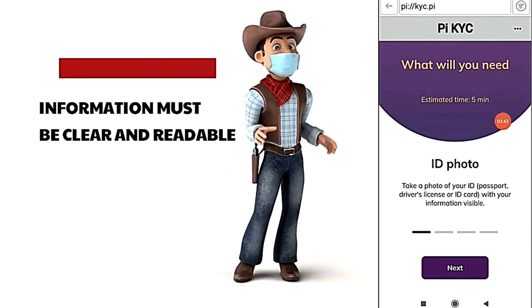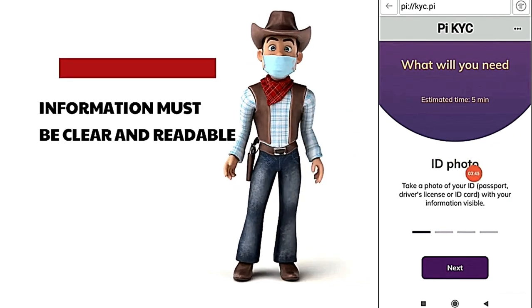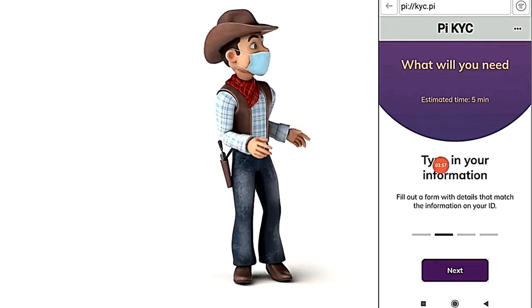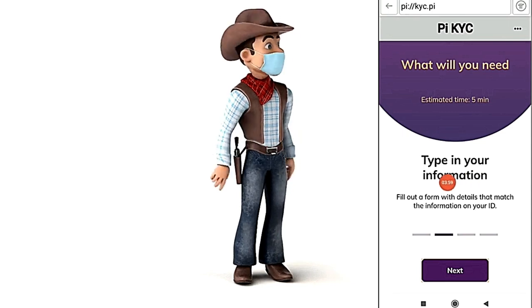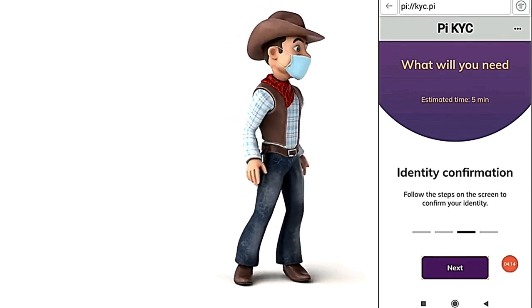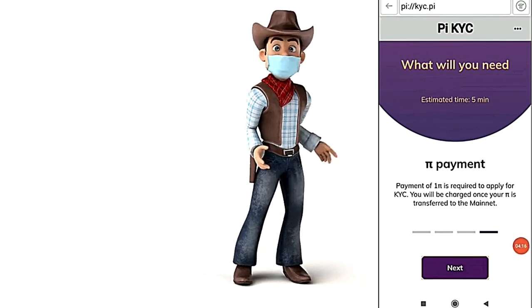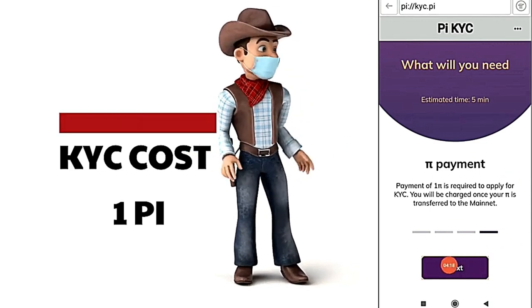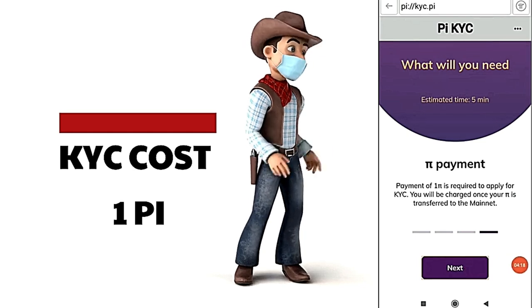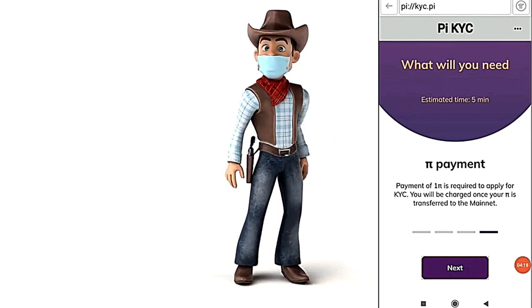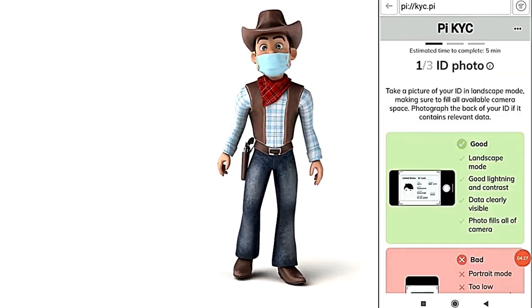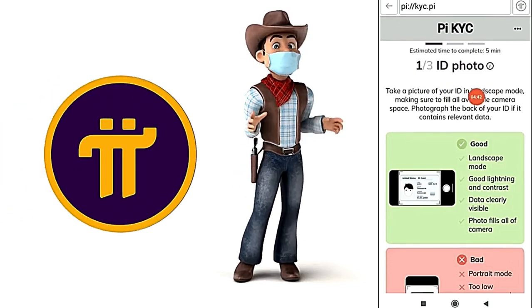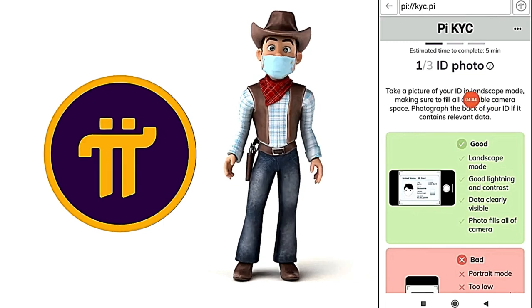The next stage is where you will submit the specified method of identification and make sure that it is clear and readable. Then you are expected to fill out the form with the correct information that matches your method of identification. Next, you follow the steps on your screen to validate your identification. Remember that you will have to pay 1 Pi for the procedure of KYC. This will be deducted after your Pi is moved to your wallet at Mainnet. When you are set to begin, hit Next.